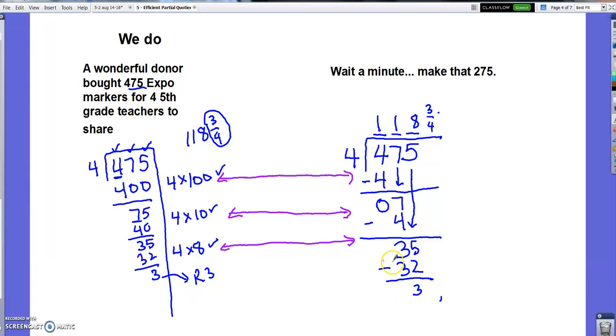So that's the division standard algorithm. We will try 2 more when you get to class tomorrow.